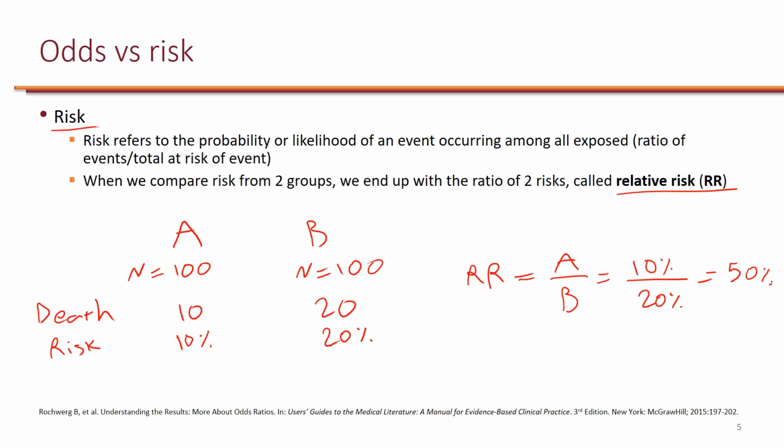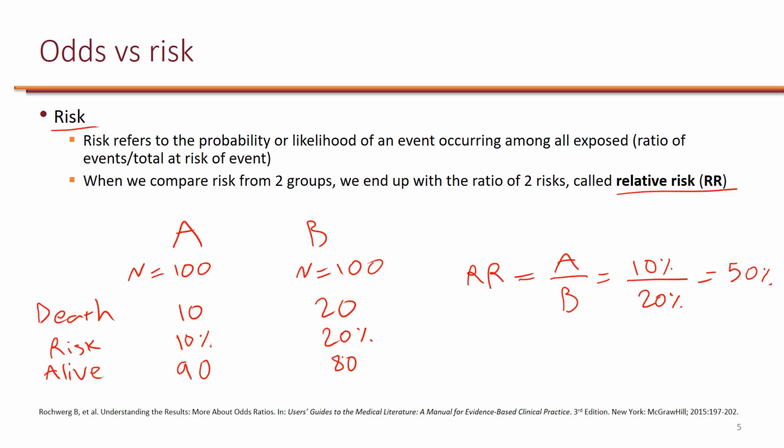Now, when we look at the concept of odds, odds basically refers to the probability of a particular event occurring as opposed to the probability of that particular event not occurring. So if 10 people died here, the remaining people are alive. So we can say how many people in group A are alive. That would be the remaining 90 people. And if 20 people died in group B, that means the remaining 80 people are alive.